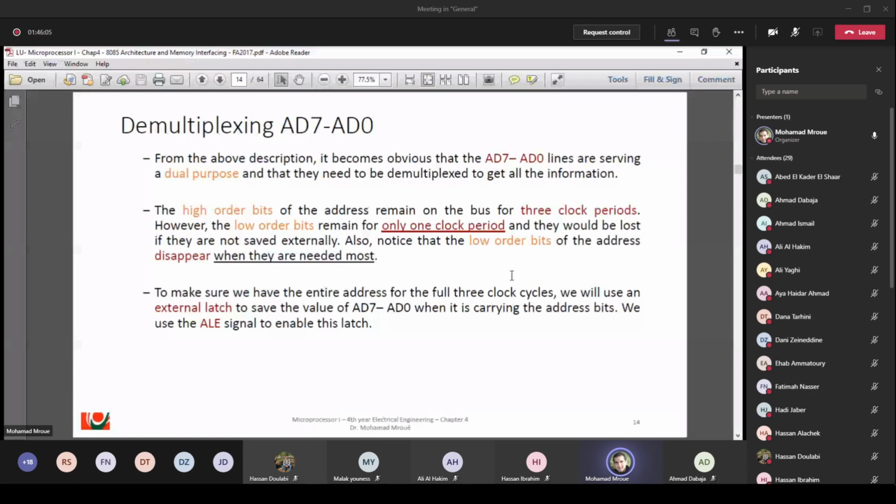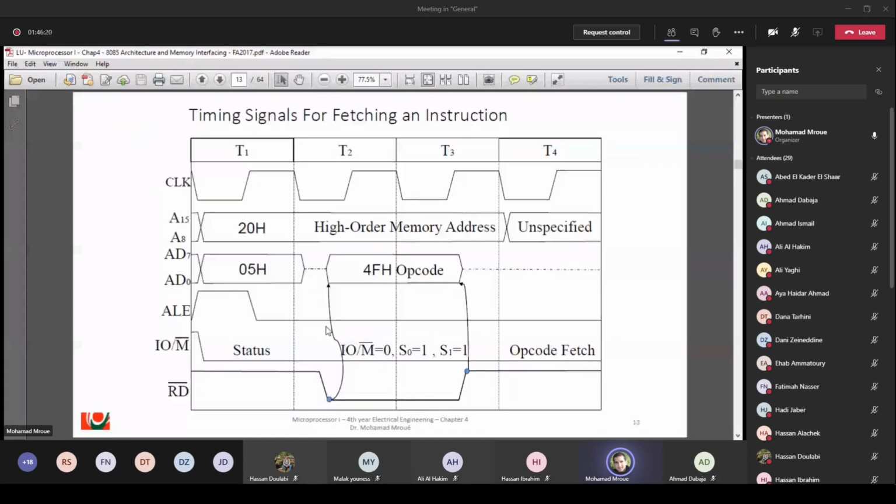To make sure we have the entire address for the full 3 clock cycles, we'll use an external latch to save the value of AD7 to AD0 when it's carrying the address bits. So we use the ALE signal to enable this latch. So we will use a latch that will save the data, which is 05, because afterwards I will use AD7 to AD0 as a data bus, not as an address bus. Okay, the ALE is the enable signal for this latch.